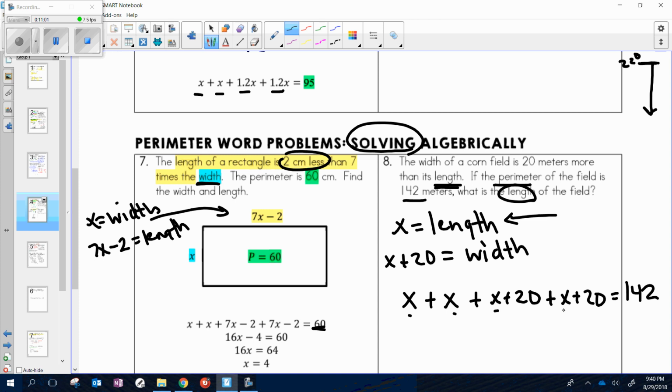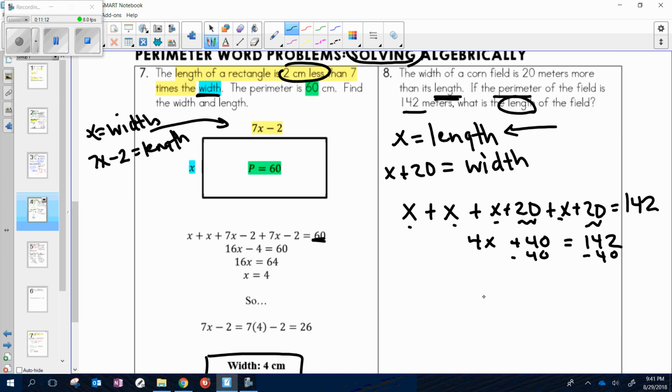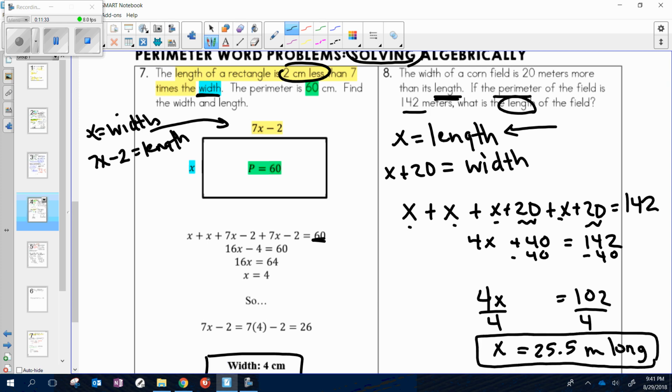So there's 1, 2, 3, 4 x's, and a 20 plus a 20 is a 40, equals 142. Subtract the 40 over the other side, combining like terms. I got 102, and I'm going to divide by 4. And I get 25.5. X equals 25.5. That was meters, and that was the length. So you could say 25.5 meters long.